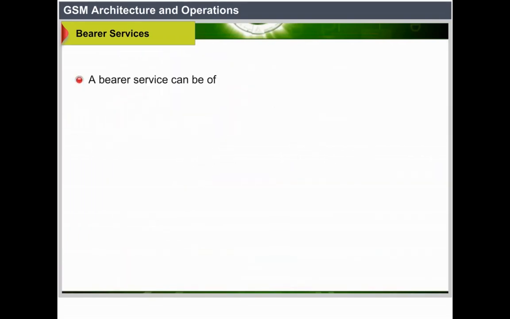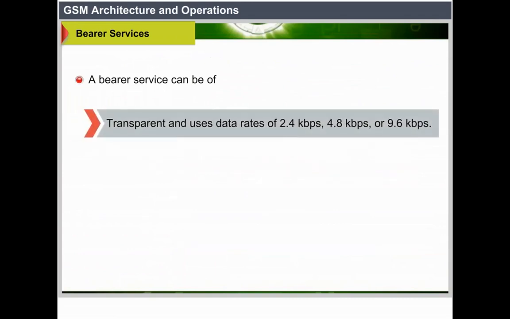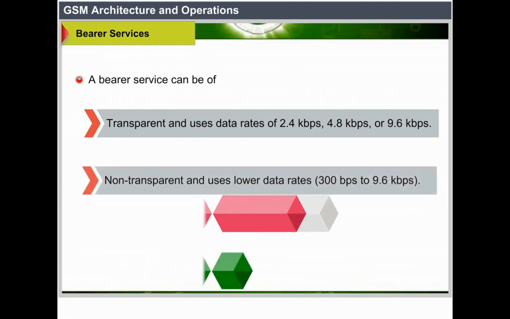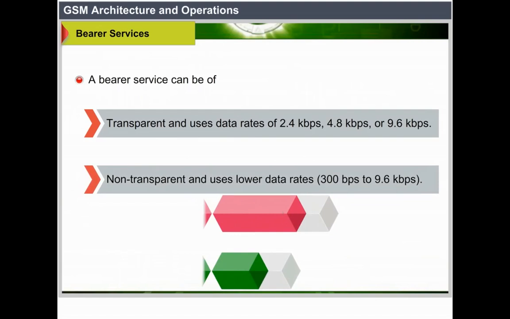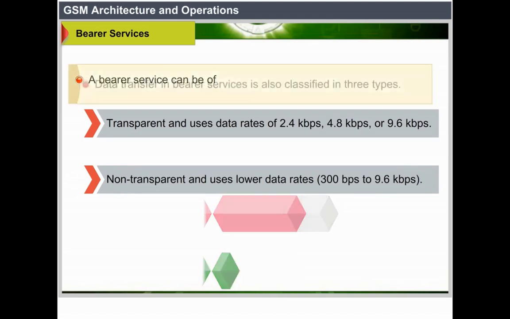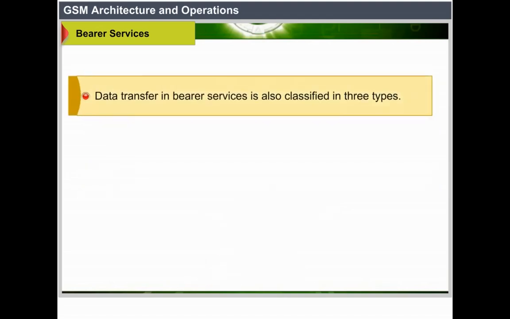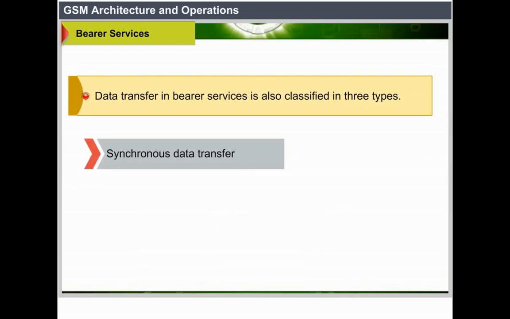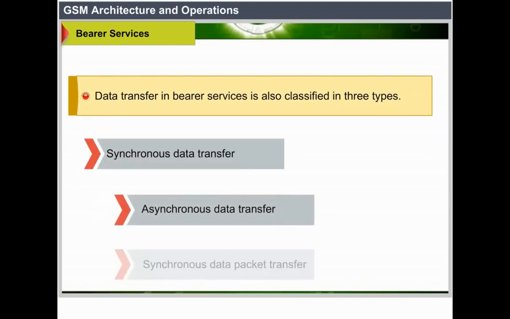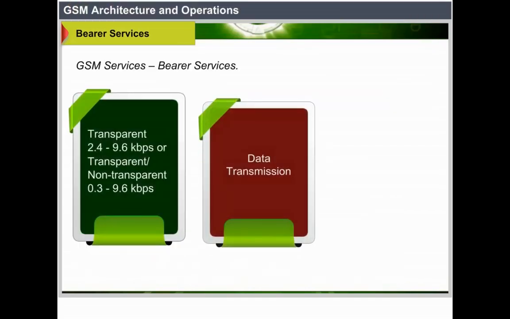A bearer service can be transparent and uses data rates of 2.4 Kbps, 4.8 Kbps, or 9.6 Kbps, or non-transparent and uses lower data rates, 300 bps to 9.6 Kbps. Data transfer in bearer services is also classified in three types: synchronous data transfer, asynchronous data transfer, and synchronous data packet transfer. GSM services: bearer services.